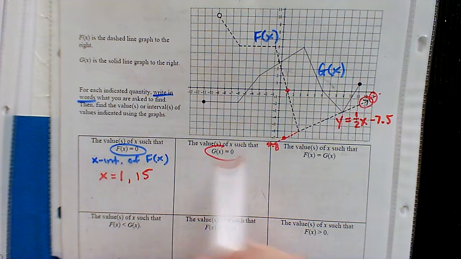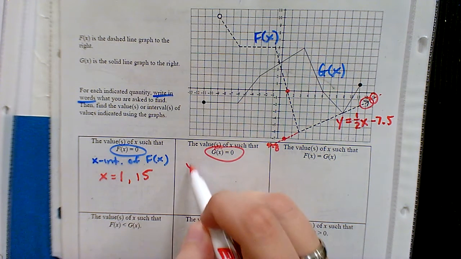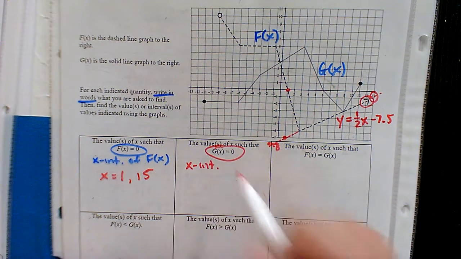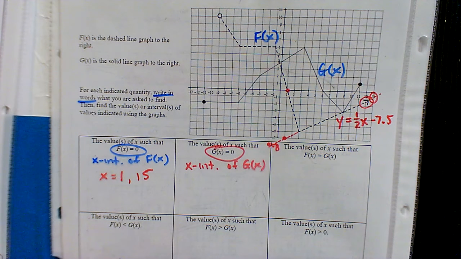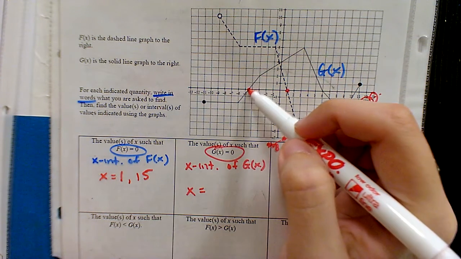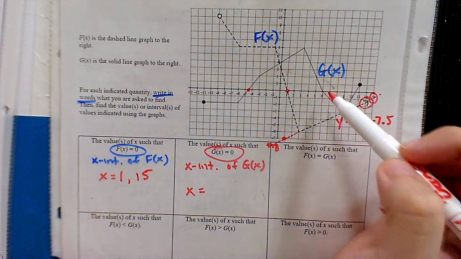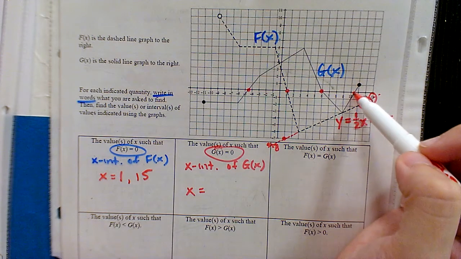Okay. Very similar question here. This time we're looking when g of x equals 0. So we would need to figure out the x-intercepts of the g graph. So now we're only looking at the solid graph. Can we pinpoint any x-intercepts? Go ahead, Marie. In between -4 and -5. Okay. Again at 5. And then in between 10 and 11.